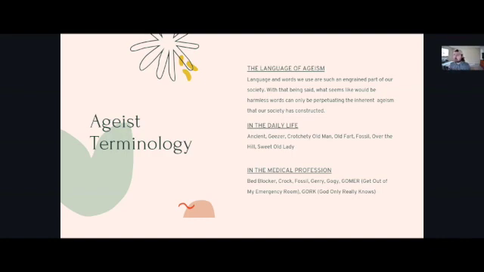So I kind of threw up two different categories here. We had daily life, so you see things like ancient, crotchety old man, kind of different things like that. But then in the medical profession, and I think that this one is the one that I really wanted to highlight because you have nursing homes and older individuals, just by the nature of bodies breaking down, are more frequently inside of medical care.